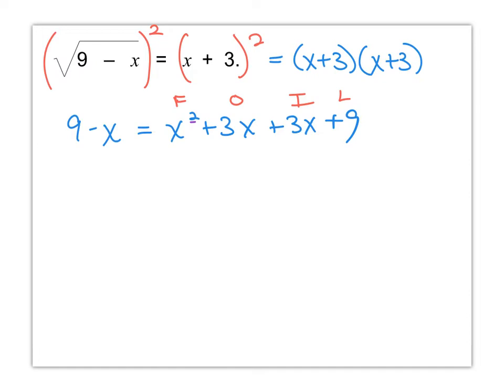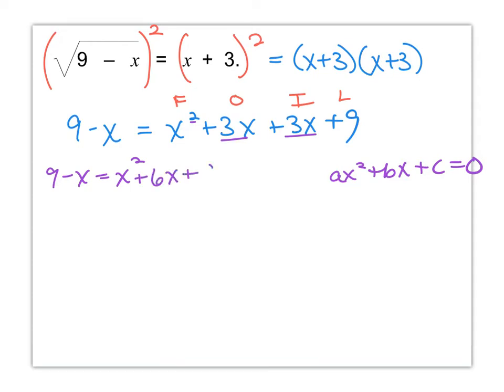So we solve quadratic equations either by factoring or by using the quadratic formula. In both cases, we want to get the quadratic equation in standard form. And again, standard form is where you have ax squared plus bx plus c equals 0. So we need to rearrange the terms here. On the left side, we'll leave 9 minus x. On the right side, we'll combine like terms. We have x squared, and the middle two terms, the outer and the inner, will give us 6x plus 9.